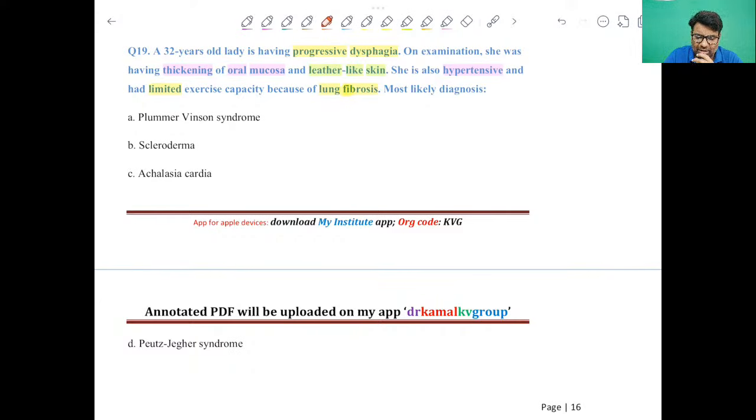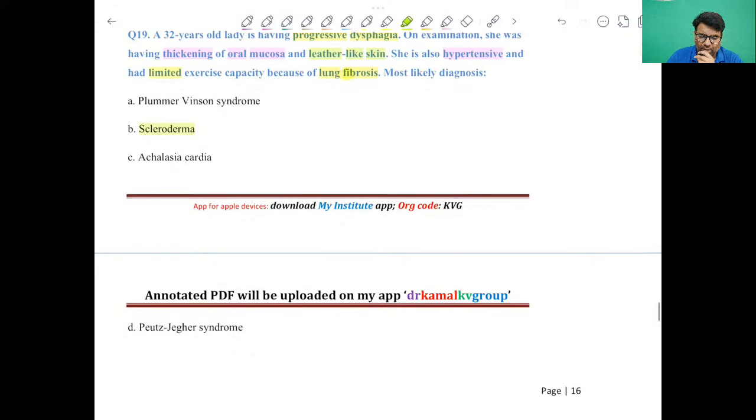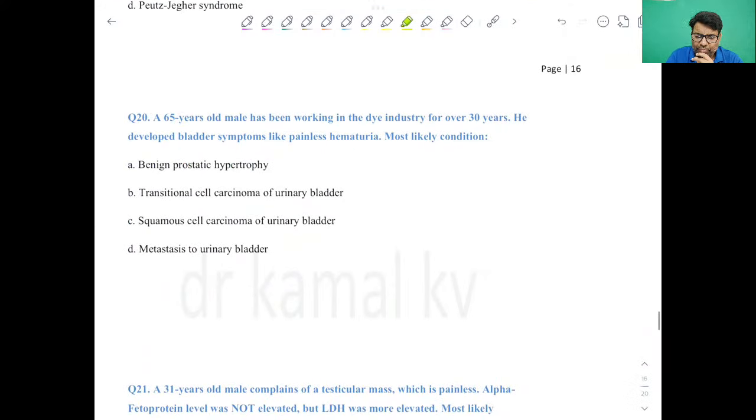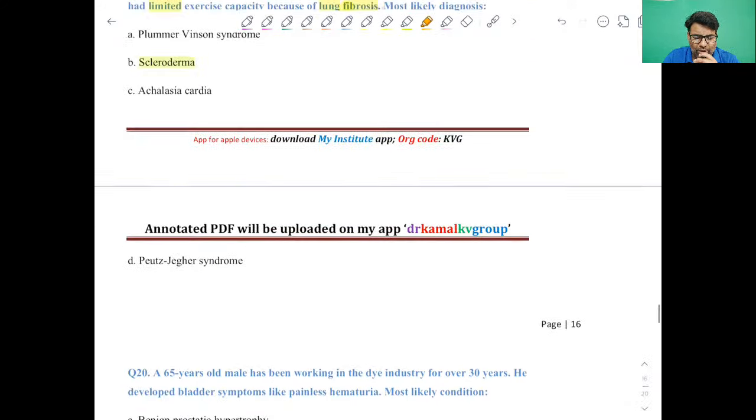What can be the answer here? Dysphagia, lung fibrosis, skin thickening. This is classical of scleroderma. Okay, so scleroderma, right? So this is classical of scleroderma. The next question. Yes, Varsha, absolutely right. This is scleroderma.